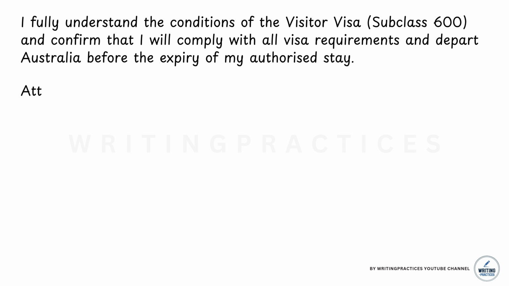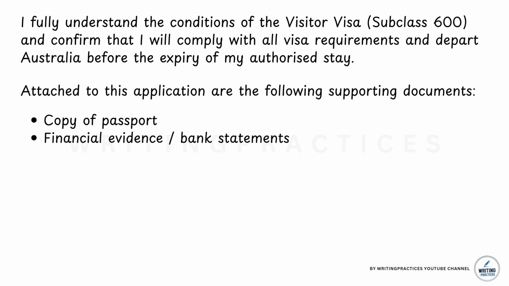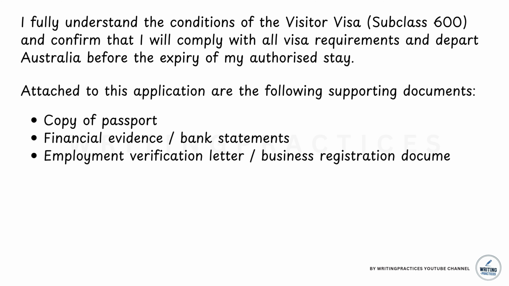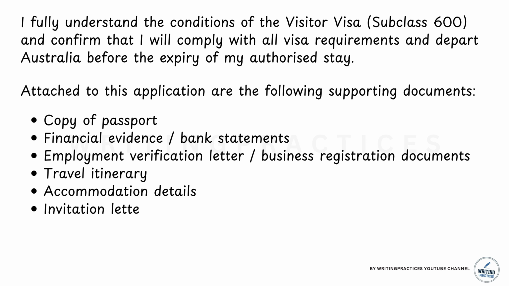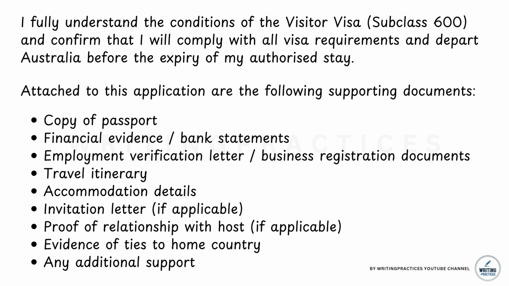12th paragraph, supporting documents. List the documents attached to your application. Example, attached to this application are the following supporting documents: copy of passport, financial evidence or bank statements, employment verification letter, travel itinerary, accommodation details, invitation letter if applicable, proof of relationship with host, evidence of ties to home country. These documents provide evidence supporting your claims in the letter. Strong supporting documentation significantly improves your application. Submit updated and clearly readable copies only.